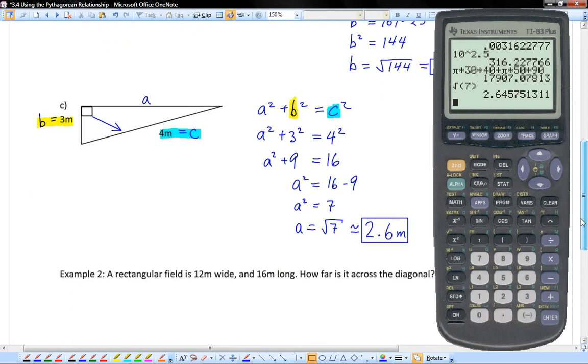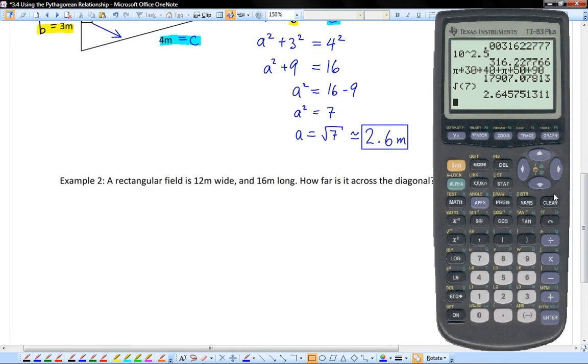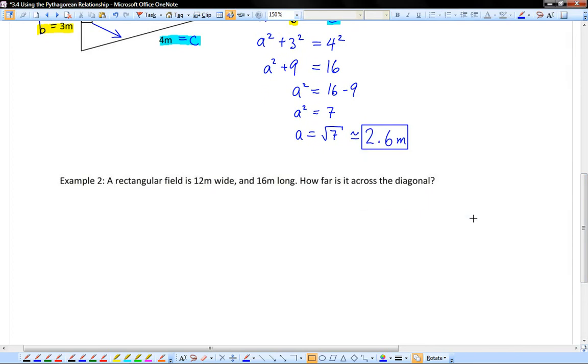Okay, so that's that. Now let's take a look at how we can apply the Pythagorean relationship in a word problem. I'm just going to put the calculator away, and let's take a look. It says a rectangular field is 12 meters wide and 16 meters long. How far across is it across the diagonal? So it would be a good idea for me to draw a diagram of this. So here we go. So it says that it is 12 meters wide and it is 16 meters long, and of course it is rectangular, so this is a right angle.